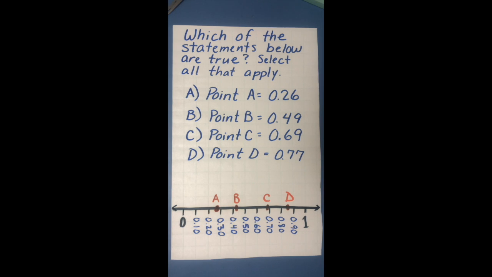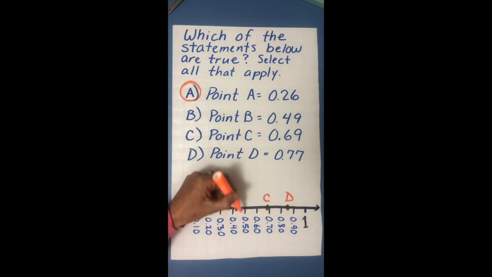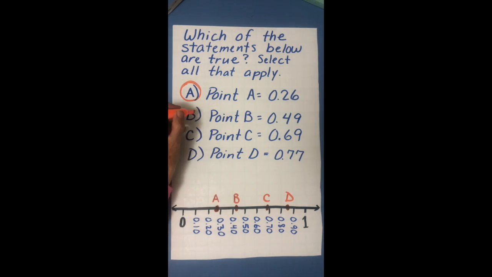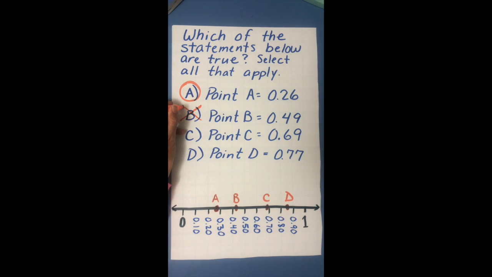So now what I'm going to do is see if the lengths are correct. So point A says it's at 26 hundredths. So this is 10 hundredths, 20. That looks correct. That looks very close. So I'm going to circle that. Point B looks like it's at 10, 20 hundredths, 30 hundredths, 40, like between 40 and 45 hundredths. It's definitely not way over here and close to 50 hundredths. So I'm going to cross that out.